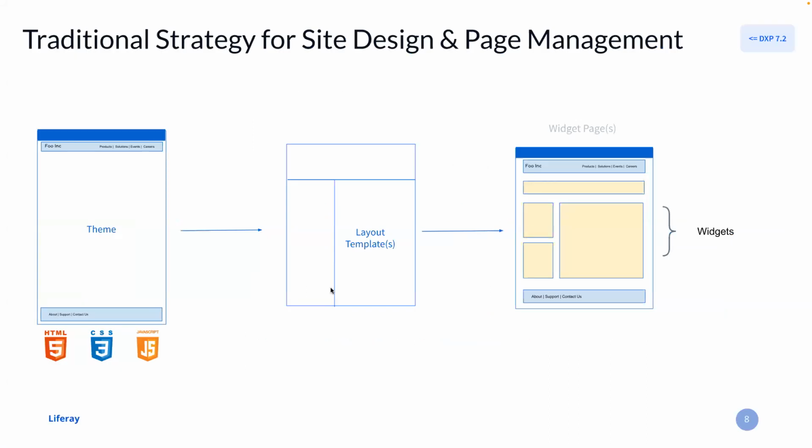So if we go back and review what our previous model was for site design, in 7.2 and before, traditionally we used a theme, which contained the designs for common elements such as the header and the footer for a site, along with the general global styling for the site. This would include any type of third-party libraries, JavaScript, CSS, etc. Commonly search and other widgets were embedded into the theme's portal normal FreeMarker template.